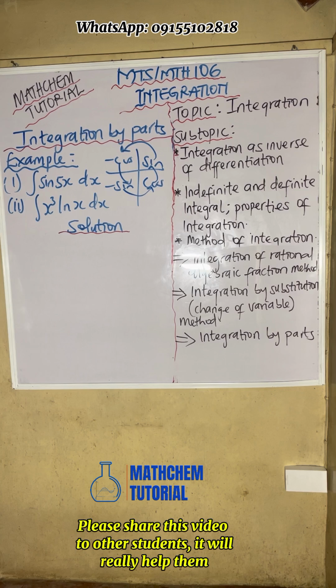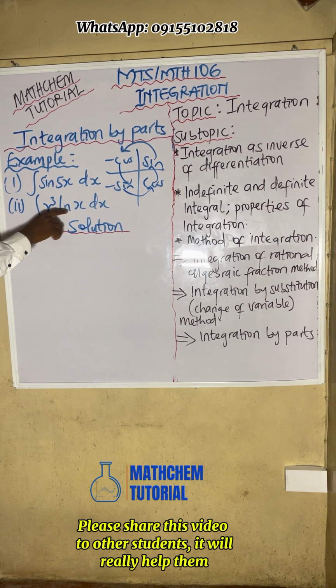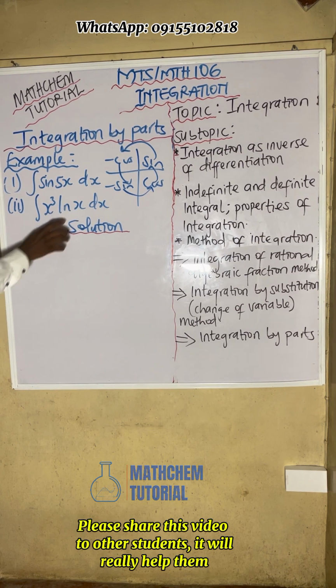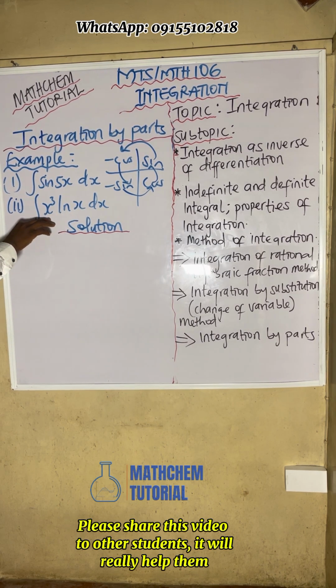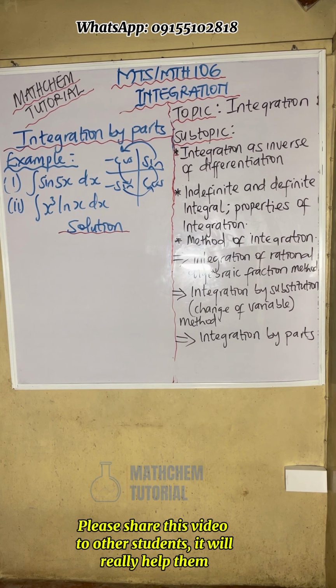So this example 2, like I said, is the one that really gives meaning to integration by parts. We are asked to integrate x cubed ln x dx. What I'm going to do is integrate this x cubed and leave ln x. Later we'll differentiate ln x, then integrate x cubed. So later we'll not differentiate both. Just follow the solution that I want to do here.